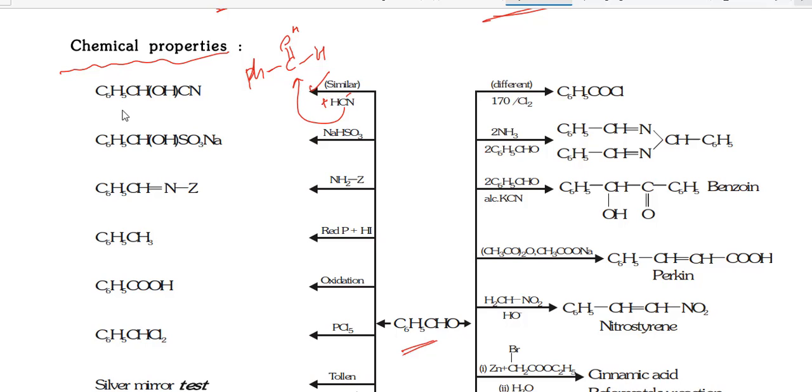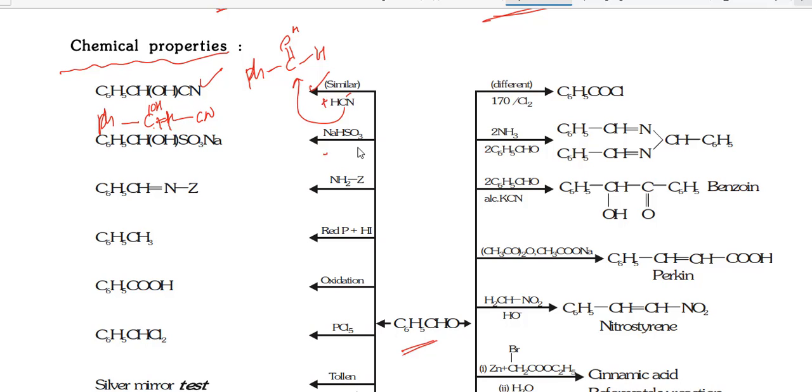Okay, you can see here, Ph carbon with OH and one hydrogen as it is, and the other one is CN. So the first compound is over.